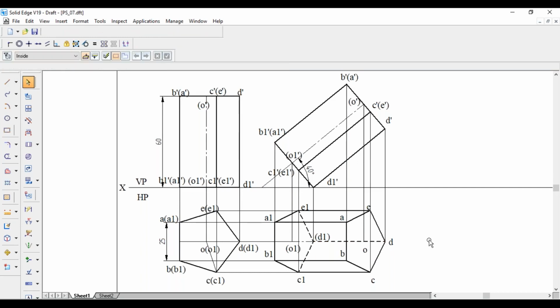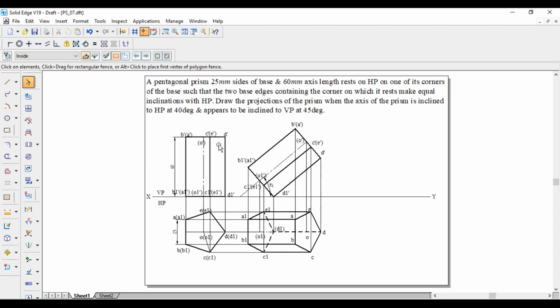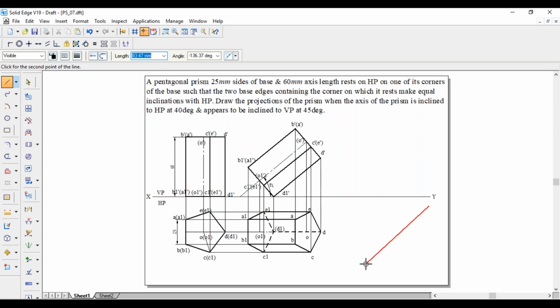Moving to the third one, he has given axis of the prism is inclined, appears to be inclined to VP at 45 degree. As it is appears to be, it is a non-locus problem. So first draw 45-degree line. So this angle will be 45 degree.